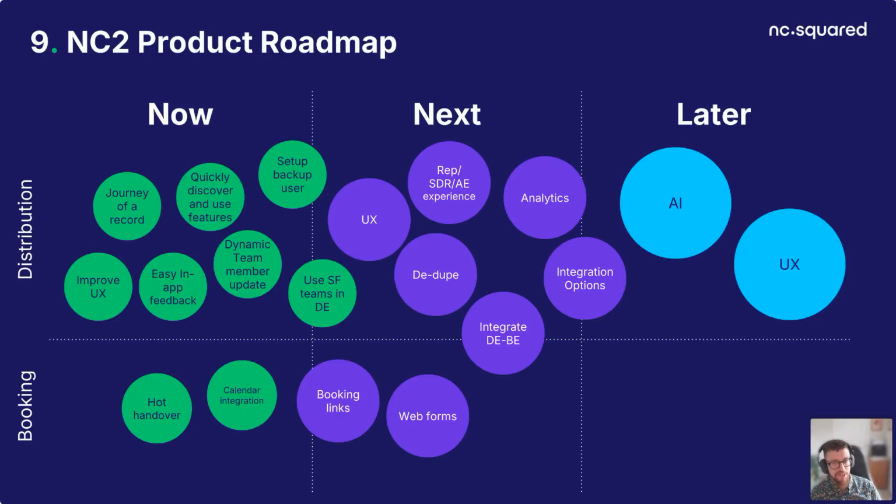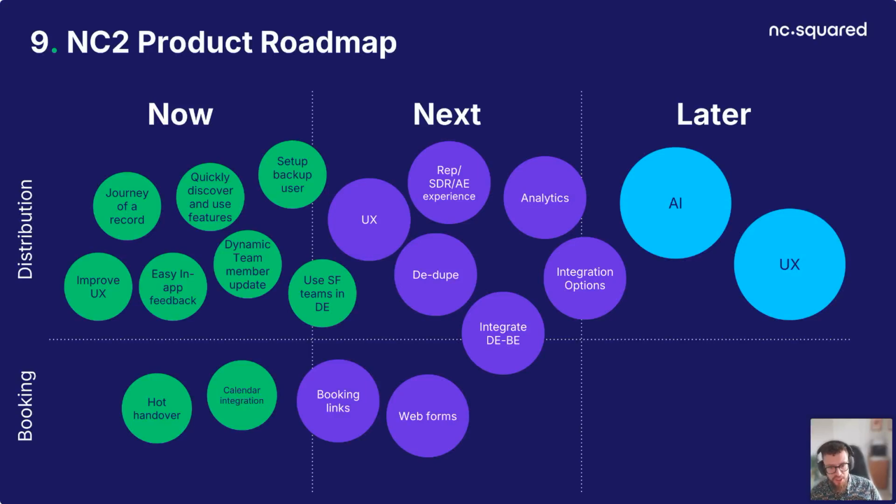Finally, it's the big one. Everyone's talking about it. We've got AI under the later category. It's something we're constantly looking at, with our fingers on the pulse all the time, especially when it comes to what Salesforce are releasing in this area. We're really looking into things like Einstein Copilot integration and generative content throughout Distribution Engine.